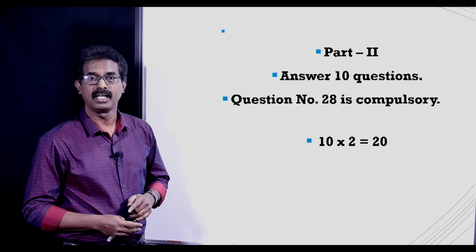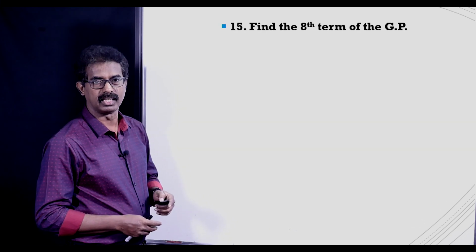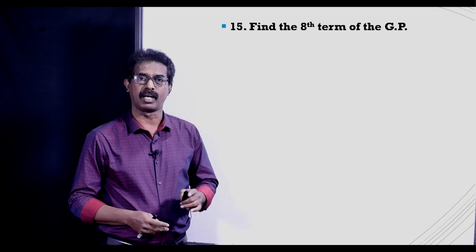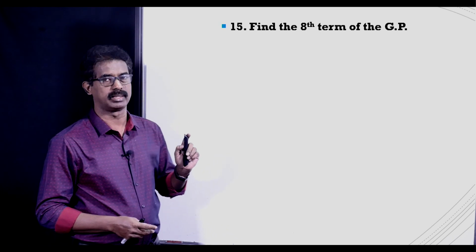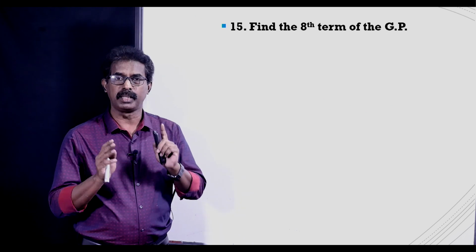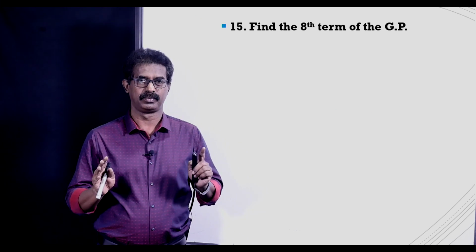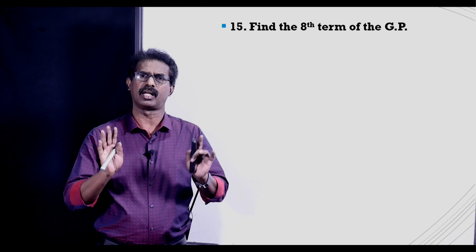Now let us see the 2 mark questions. See the first question, question number 15. Find the 8th term of a GP. Just recall the formula. I am not going to do all the calculation, I am just going to explain to you. You can do that, okay? It is a GP. Be thorough with the formula. Don't think this chapter is tough, not like that. It is easy only. Just learn the formula.